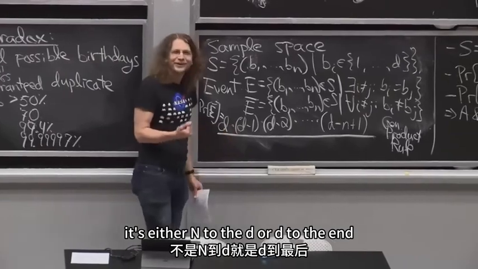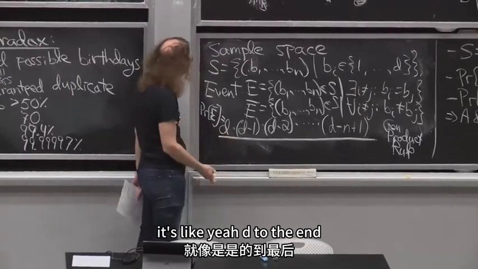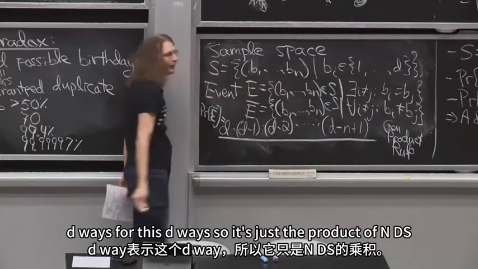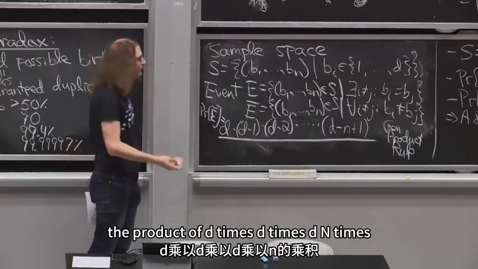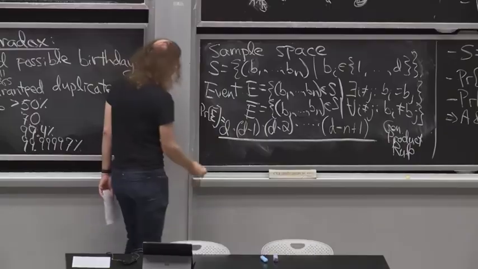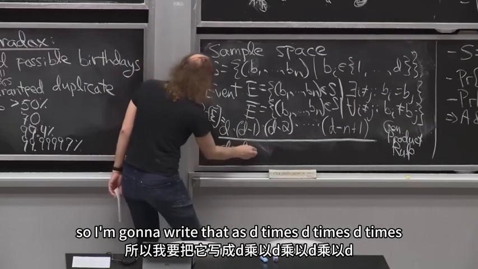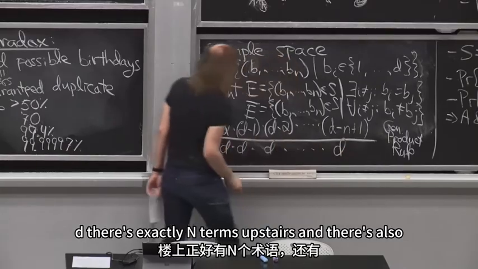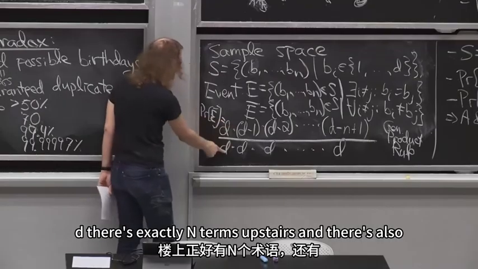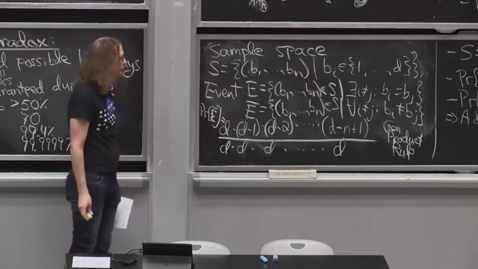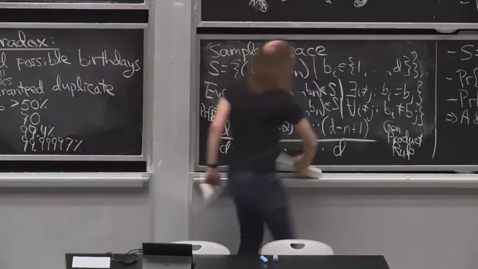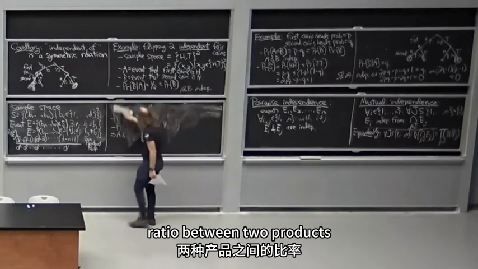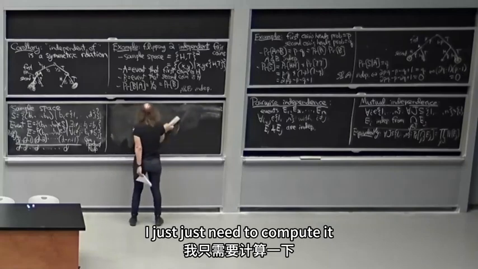It's either n to the d or d to the n. You've got to think for a while. Yeah, d to the n. There's d ways for this, d ways for this, d ways for this, so it's just the product of n d's: d times d times d, n times. So I'm going to write that as d times d times d times d. There's exactly n terms upstairs, and there's also n terms downstairs. So now I have this crazy ratio between two products. I just need to compute it.